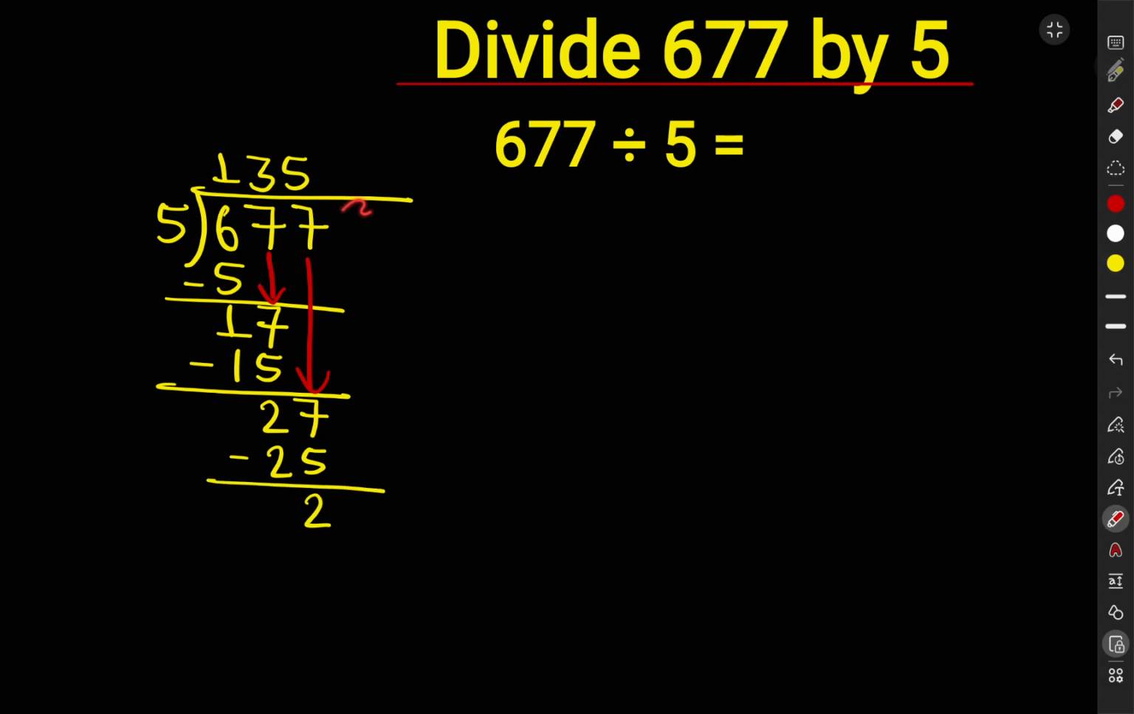So now we have no other number to put down. So we take a decimal here, so that we put 0. So it is 20 and 5 times 4 is 20. On subtracting, we get 0. So 677 divided by 5 is 135.4.